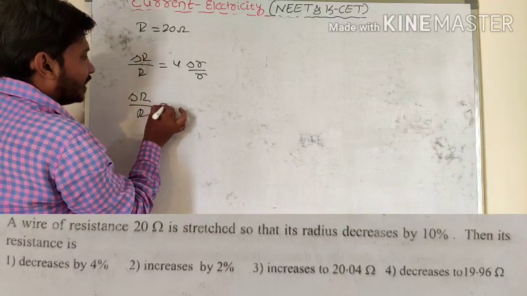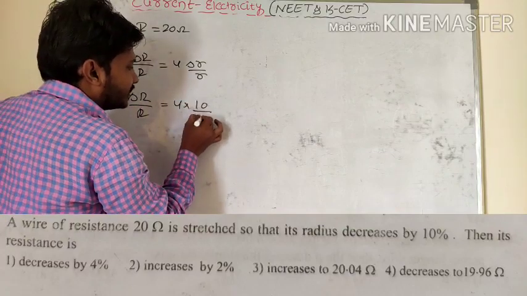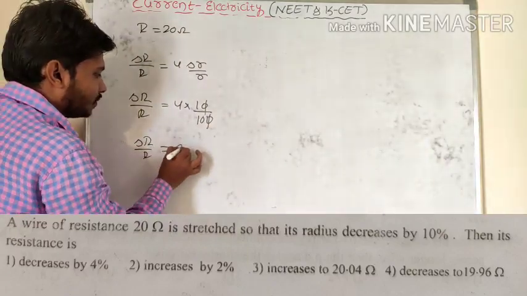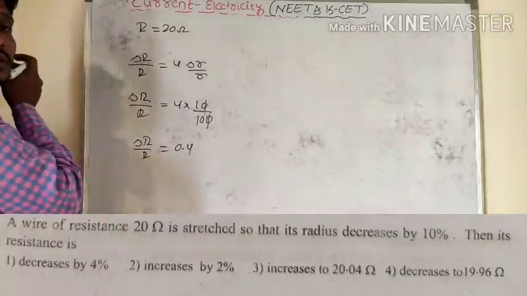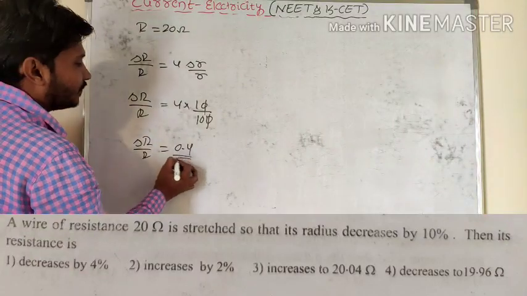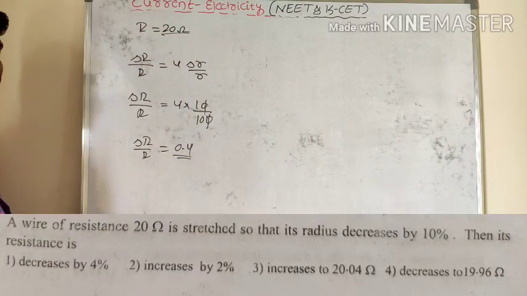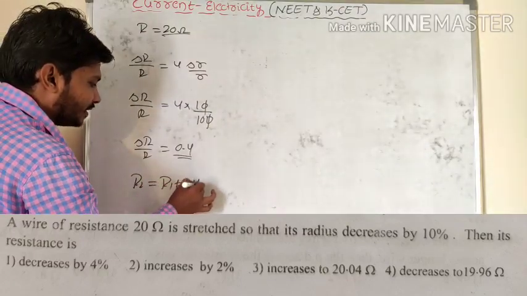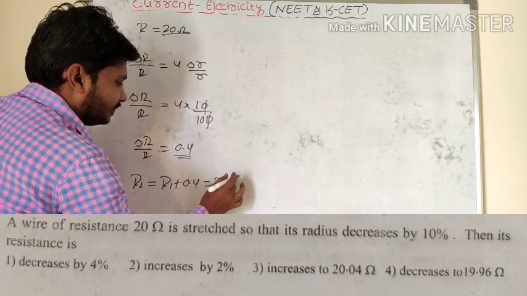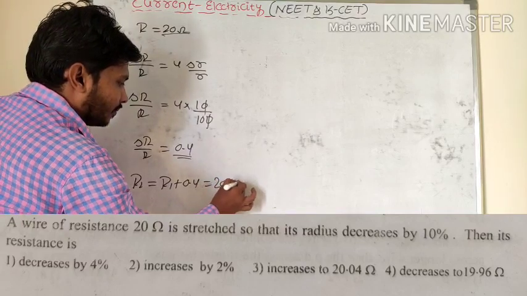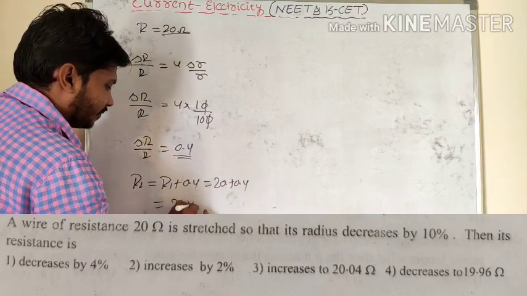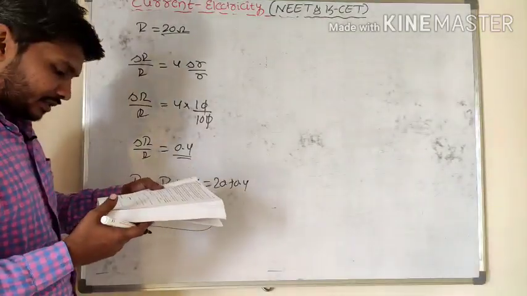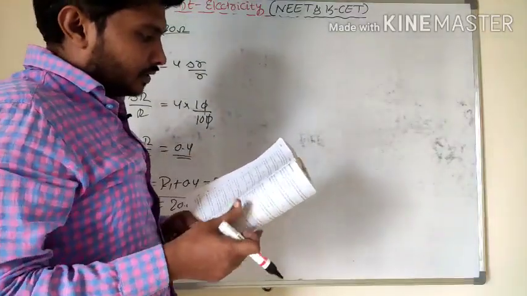So delta R by R is equal to 4 into 10 by 100, since 10% means 10 by 100. So delta R by R is equal to 0.4. The initial resistance is 20, so R2 is equal to R1 plus 0.4 into 20, which is 20.04 ohm. So that is how much the resistance increases. Okay, look at the next one.